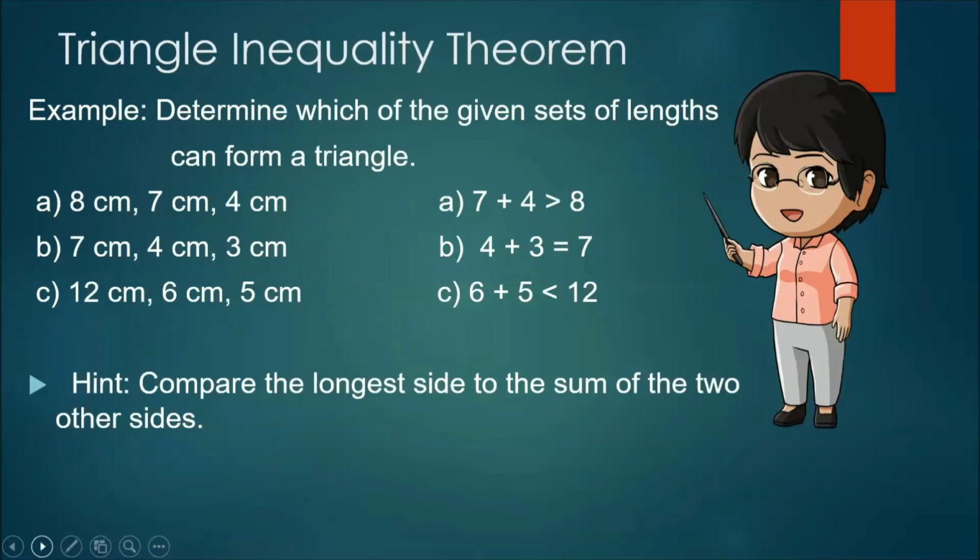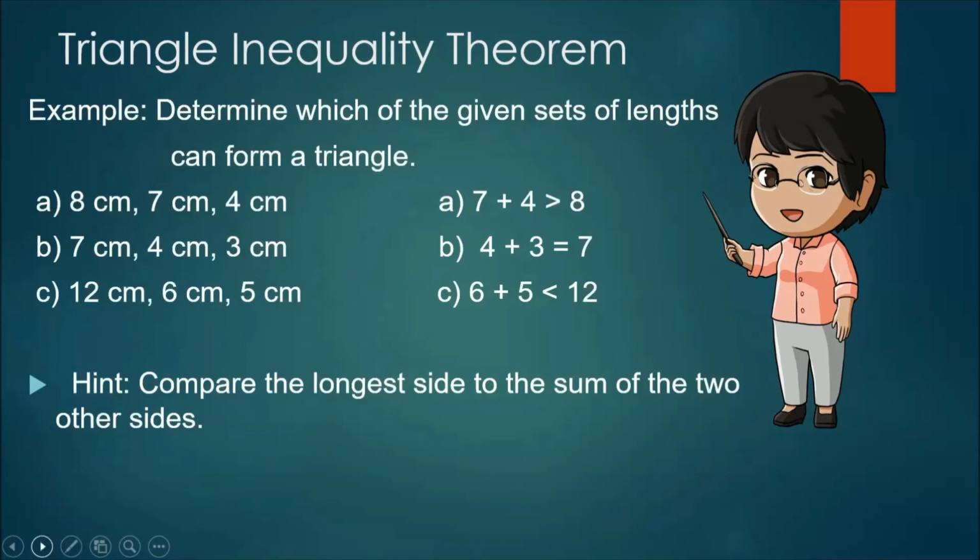Another example, determine which of the given sets of lengths can form a triangle. Letter A, we have 8, 7, and 4 cm. So if we add the smaller sides, 7 plus 4 is greater than the longest side. And so we can form a triangle in letter A.